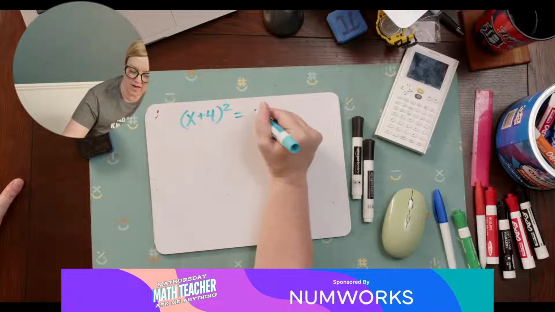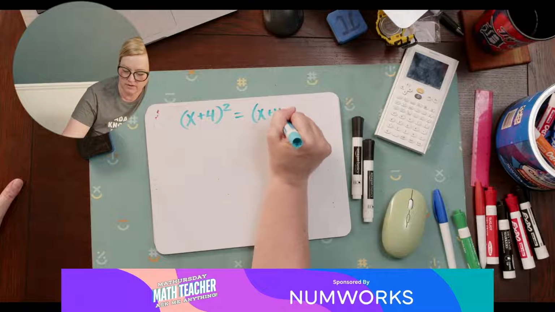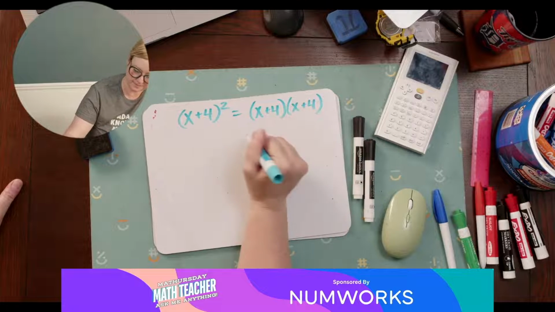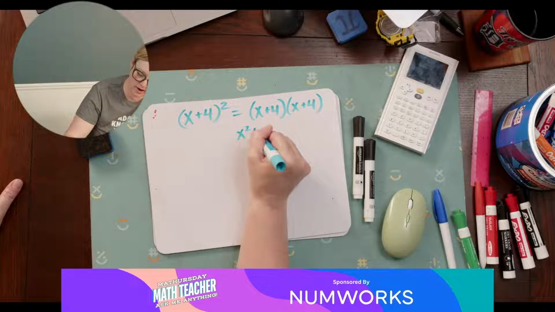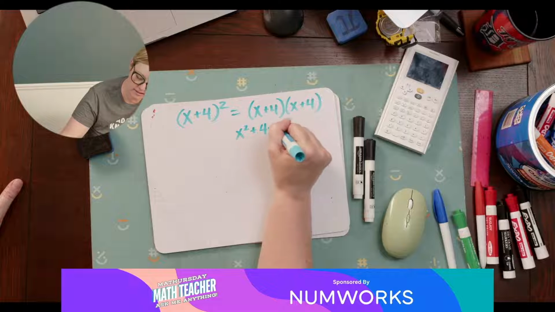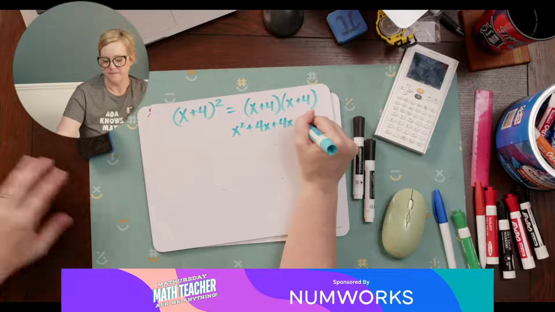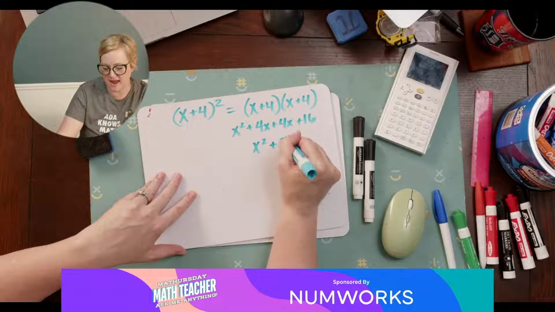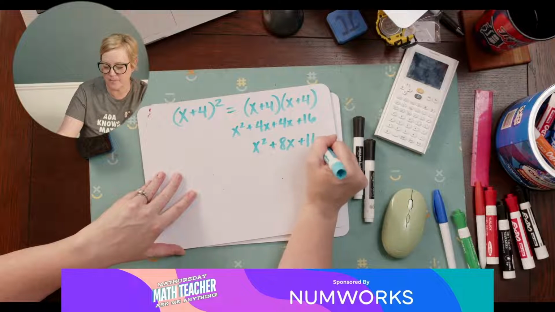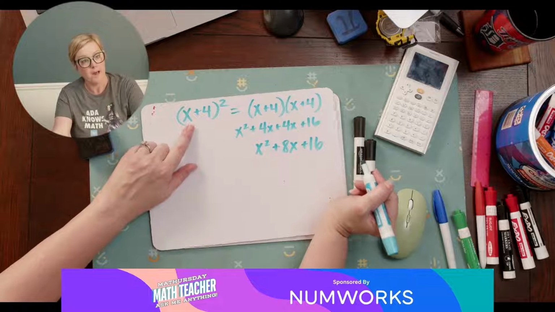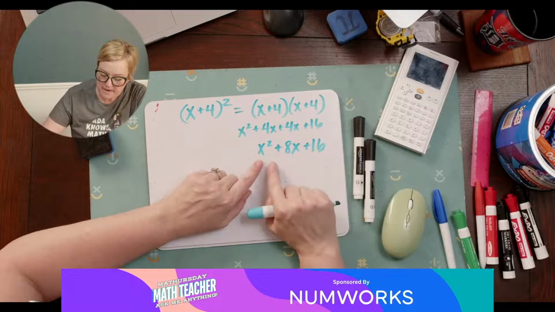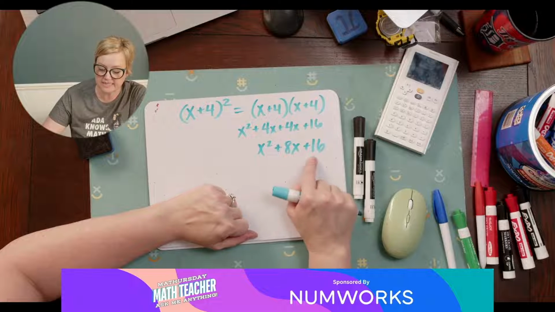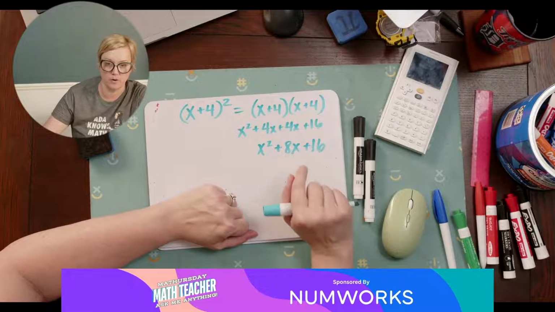If I square that, that would be x plus 4 times x plus 4, which is x squared plus 4x plus 4x plus 16. So we have x squared plus 8x plus 16. That is a perfect square because we know where it came from, but also because half of 8 is 4. 4 squared is 16. That's how I know this is a perfect square.